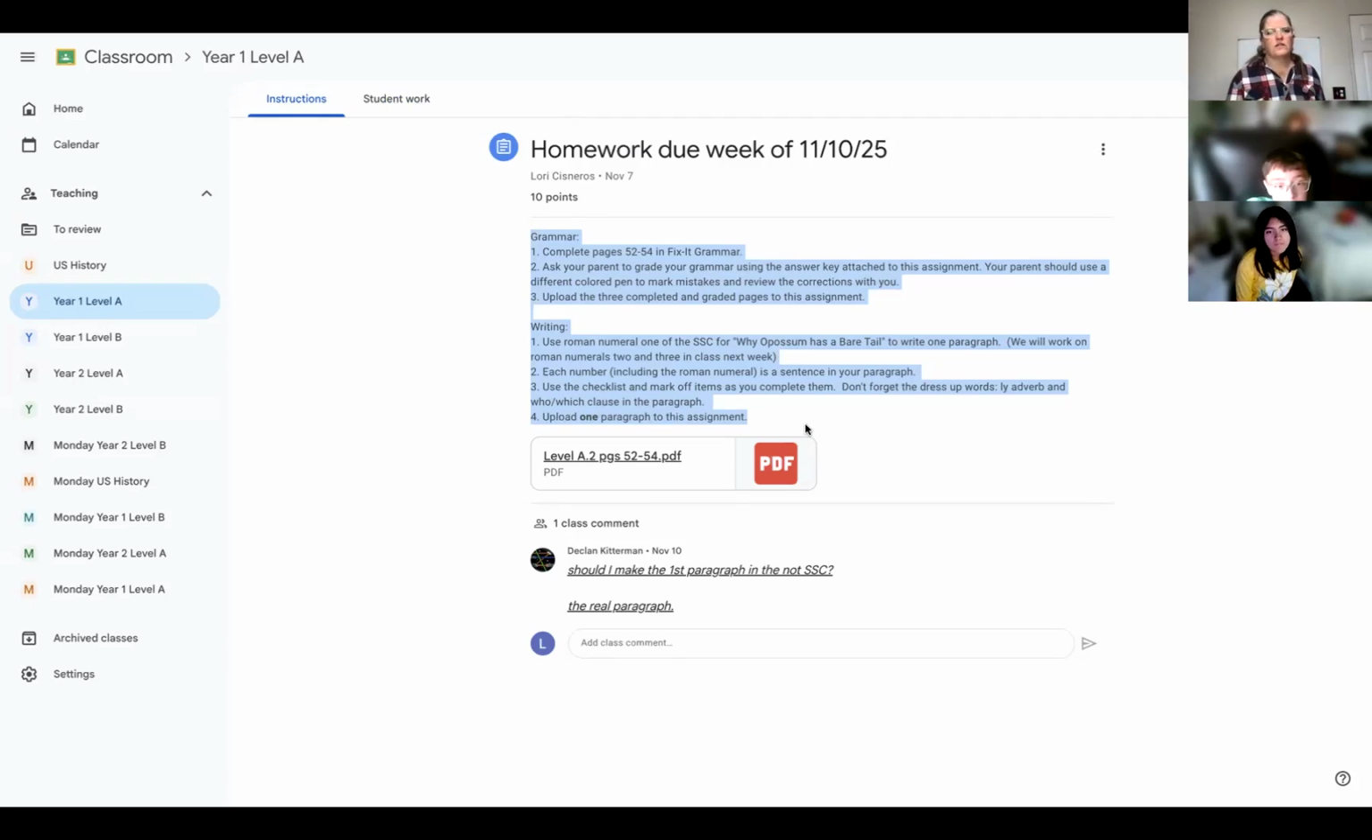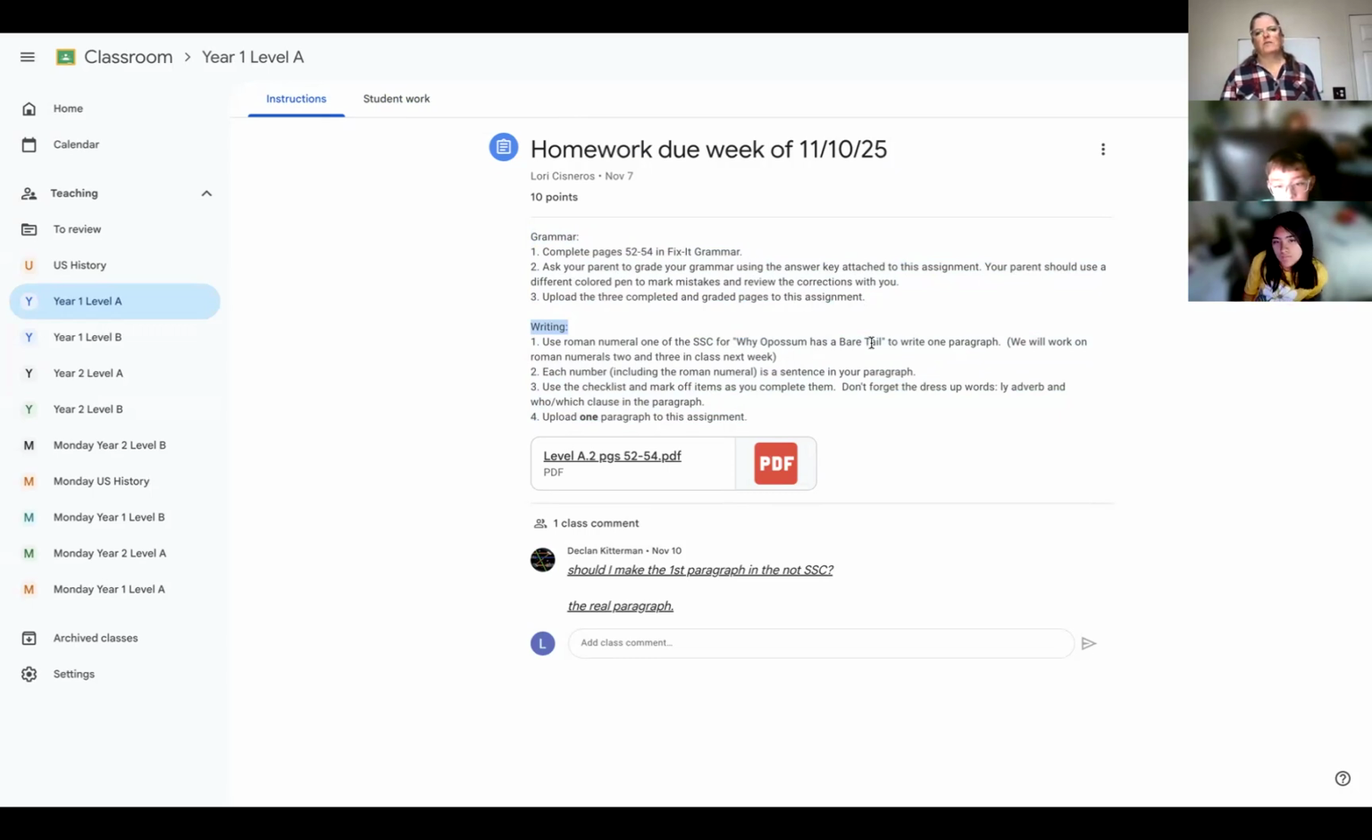You're missing the instructions. So see how I have grammar here. Number 1, complete pages 52 to 54. And then it says, ask your parent to grade your grammar using the answer key. It tells you what to do for grammar. And then it says writing. Number 1, use Roman numeral 1 of the SSC, which is story sequence chart, for why a possum has a bare tail to write one paragraph. We will work on Roman numerals 2 and 3 in class next week.